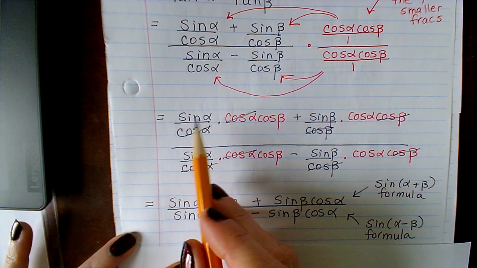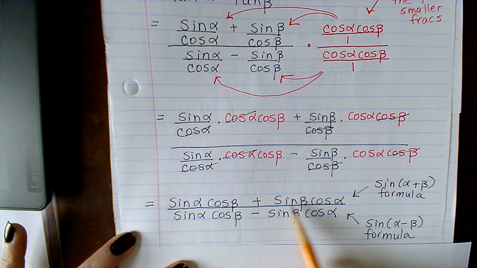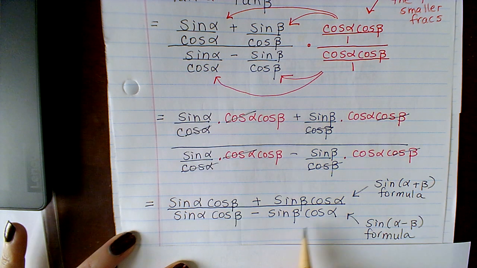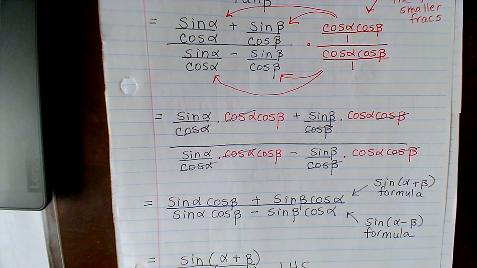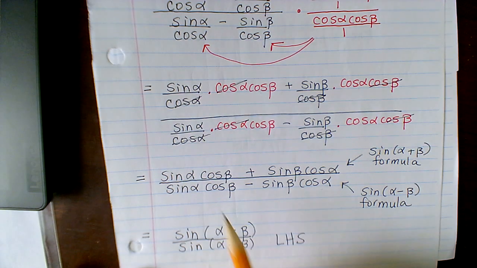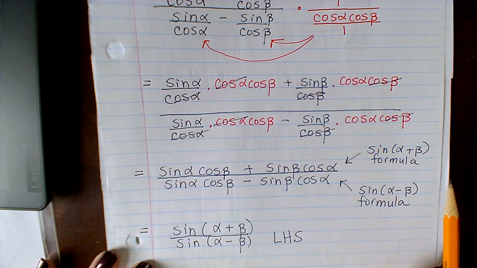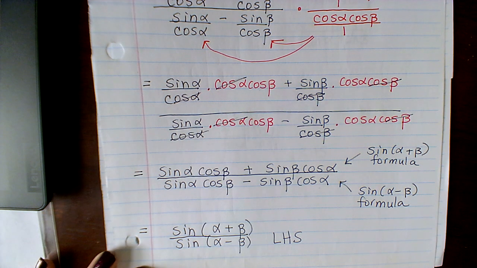And what I'm left with on the top here is sine alpha cosine beta plus sine beta cosine alpha over sine alpha cosine beta minus sine beta cosine alpha. And believe it or not, just like that, we're done. Because this top here, this numerator, is the formula for sine of alpha plus beta. The bottom is the formula for sine of alpha minus beta. So just like that, we're at the left-hand side.